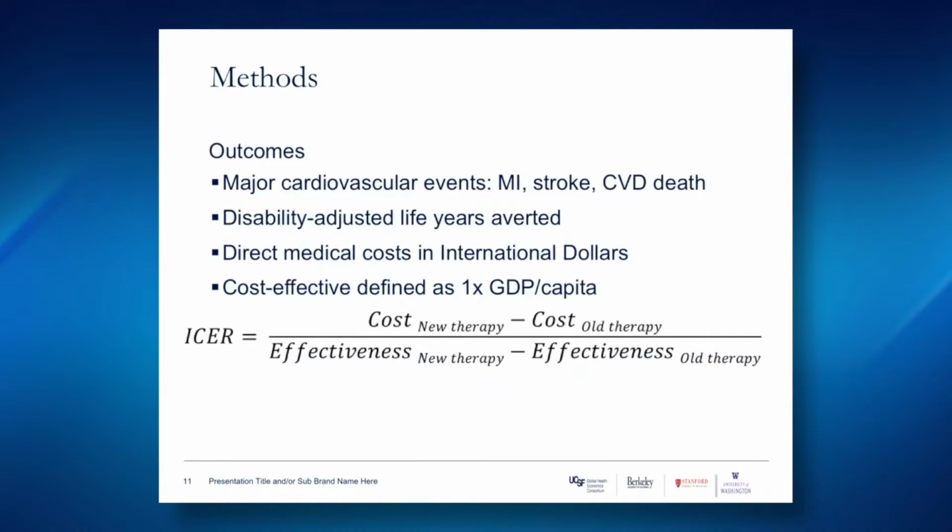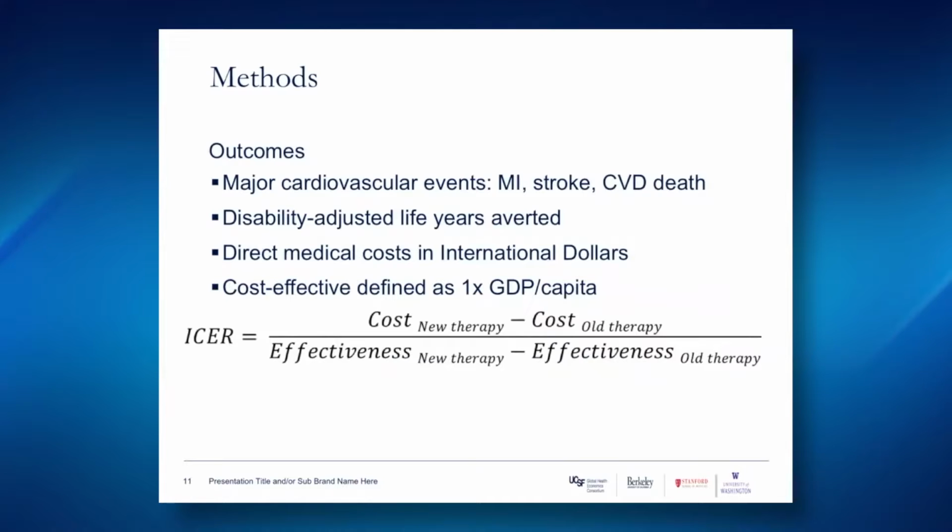We looked at several outcomes. First, major adverse cardiac events, such as MI, strokes, and cardiovascular deaths, as well as the disability-adjusted life year, which is the aggregate measure of morbidity and mortality. And we measured medical costs in international dollars, a hypothetical currency that accounts for purchasing power parity. We defined cost-effective as 1 times GDP per capita. So if you could save a life at the cost of GDP per capita, then we would consider that cost-effective. There are problems with that definition, but we thought this would be a fair starting point, and it's used in many other scenarios.